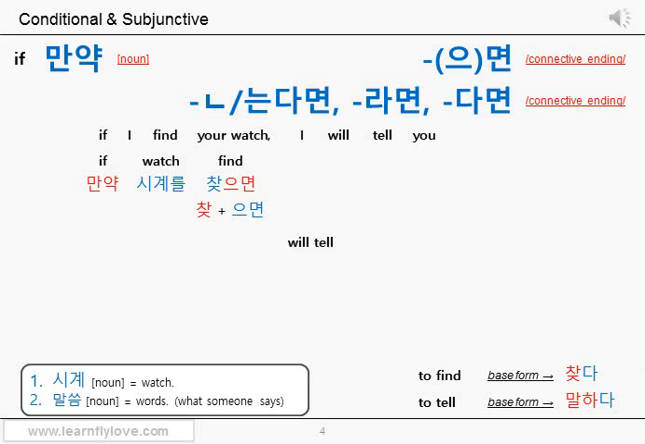Will tell. 말해줄게요. What is 말해줄게요? What does that mean? We can see final ㄹ consonant and 게요, which is used to show your intention. Let's break it down together.